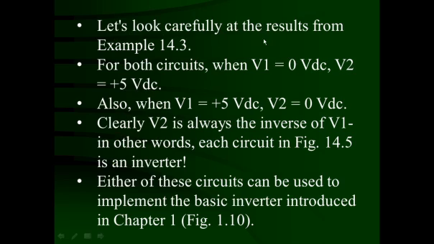Let us look carefully at the result from example 14.3. For both the circuits, when V1 is equal to 0 volt DC, V2 is equal to 5 volt. Also, when V1 is equal to 5 volt, V2 is equal to 0 volt DC. Clearly, V2 is always the inverse of V1. In other words, each circuit in figure 14.5 is an inverter. Either of these circuits can be used to implement the basic inverter introduced in chapter 1, where the transistor is working as an inverter, the BJT is working as a NOT gate.